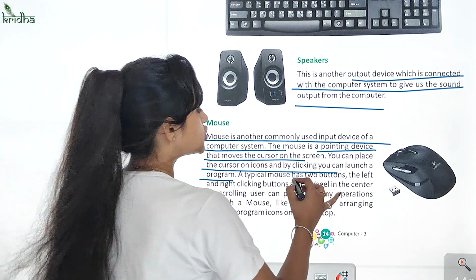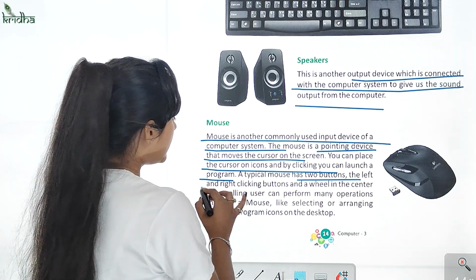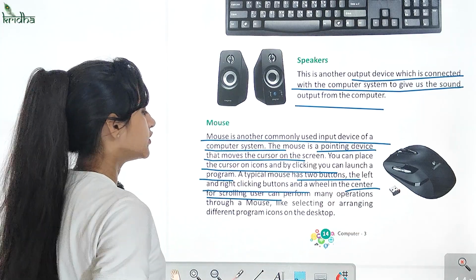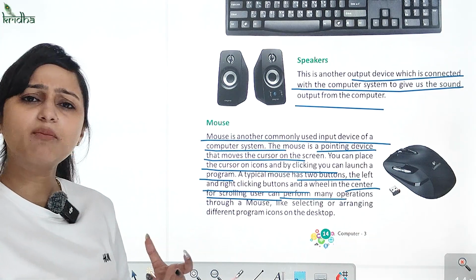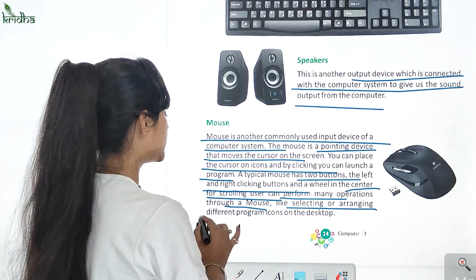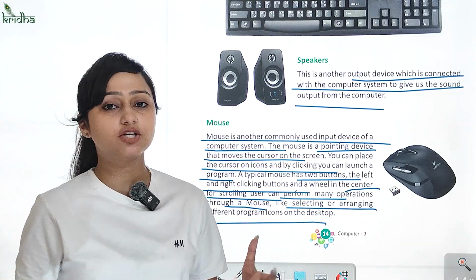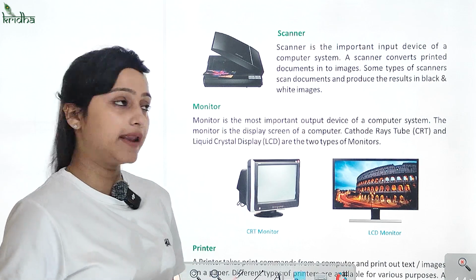A typical mouse has two buttons, the left and the right clicking buttons, and a wheel in the center for scrolling. Users can perform many operations with a mouse, like selecting, arranging and opening different program icons on the desktop.